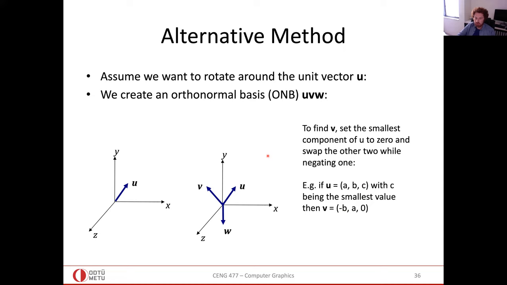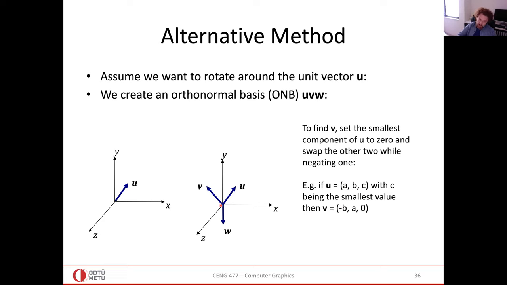So the dot product U dot V must be zero, right? So what is the dot product? This first components multiply, added with this multiplication, added with this multiplication. So here you see that AB minus AB plus zero is zero. So I constructed a V in such a good way that it is perpendicular to U.